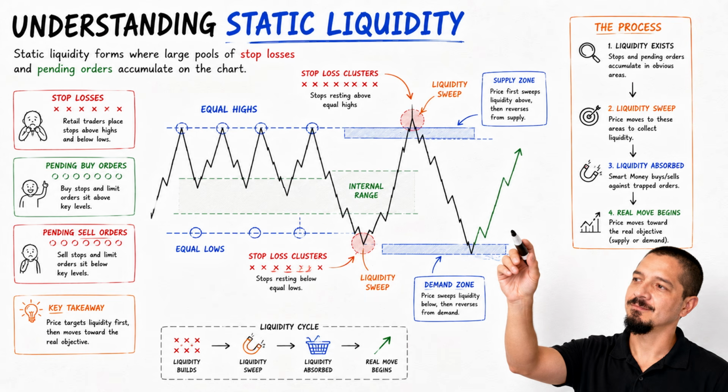Static liquidity refers to specific areas on the chart where a large pool of orders is resting, such as stop losses and pending buy or sell orders. Every time a stop loss is triggered, that liquidity is absorbed by the market. This is why recognizing a liquidity sweep before price reaches a key level is so important. It provides confirmation that your area of interest, whether supply or demand, has a higher probability of holding.